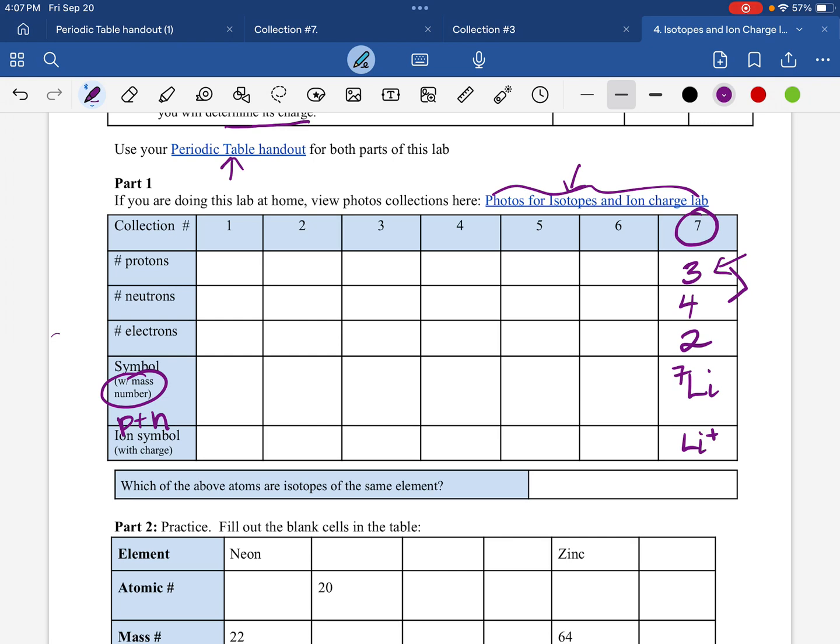Okay, let's do another one together. Let's do one. I guess I'm doing collection 3. Okay.